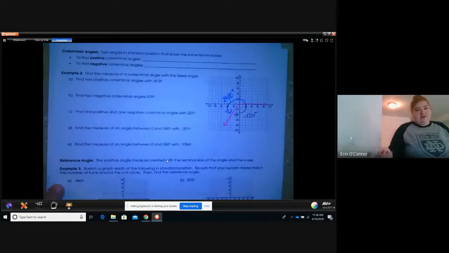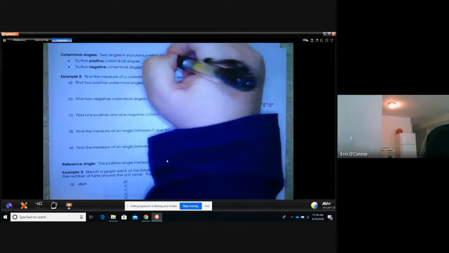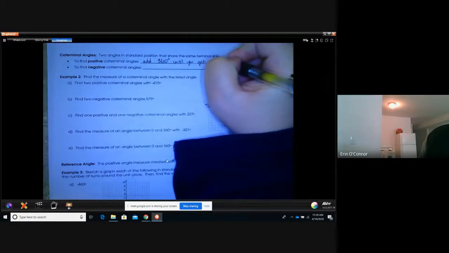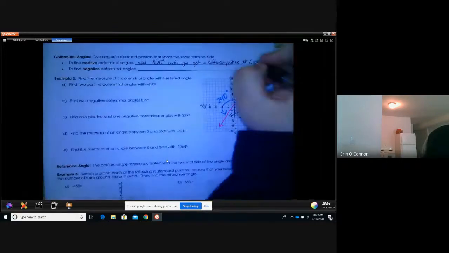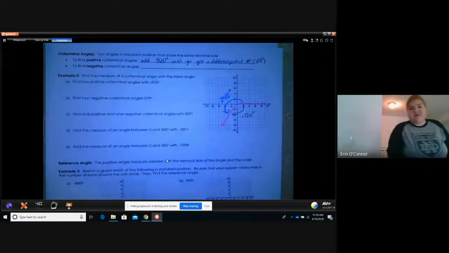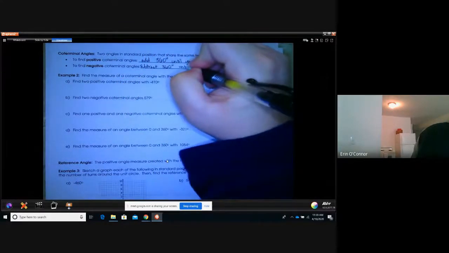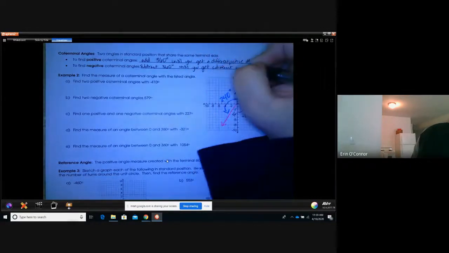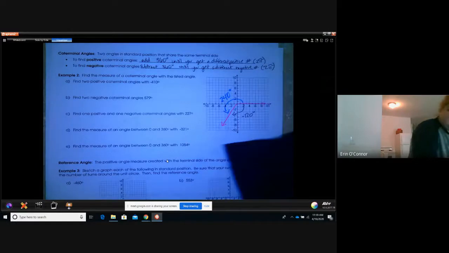To find positive coterminal angles, you add 360 degrees until you get a different positive number. And when we get to radians, just so we know, this is going to be 2 pi. Just so we have these in our notes. And to find the negative ones, we're going to subtract. And don't worry, we're going to practice this. So 360 until you get a different negative number. And here it's again going to be 2 pi that we'll subtract.